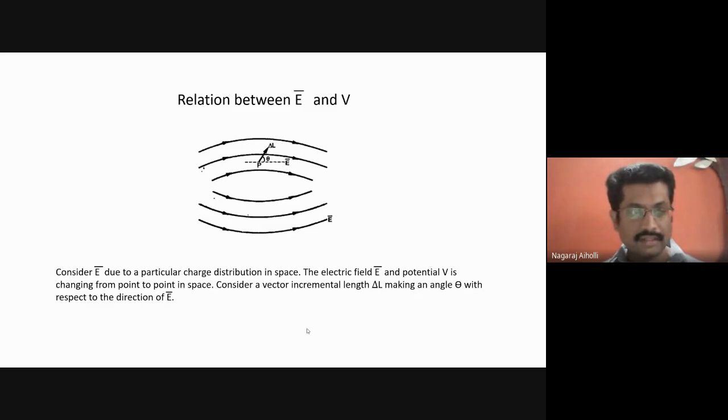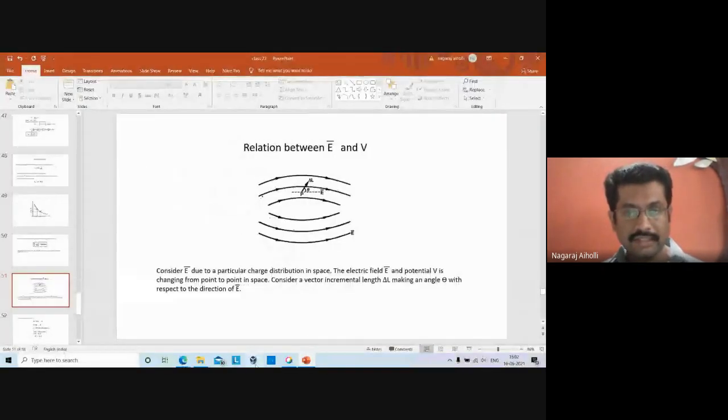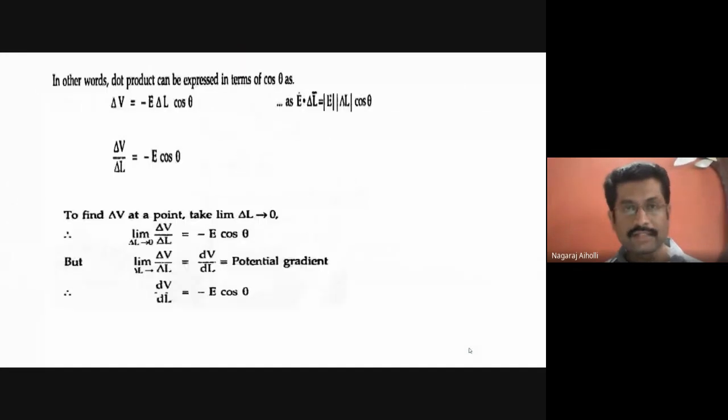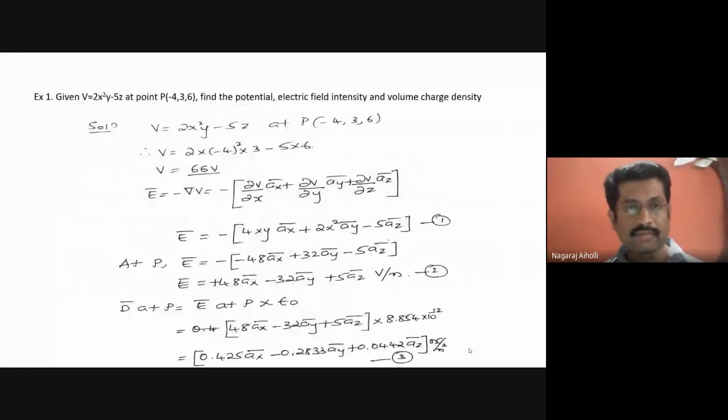Okay, students. Then we'll continue in the next class. Next class we'll be solving one example. We'll be solving an example on this derivation. One or two examples, and then we'll proceed to the next part.